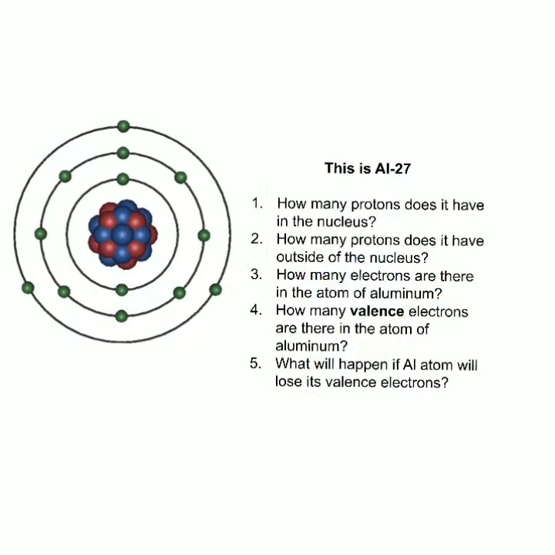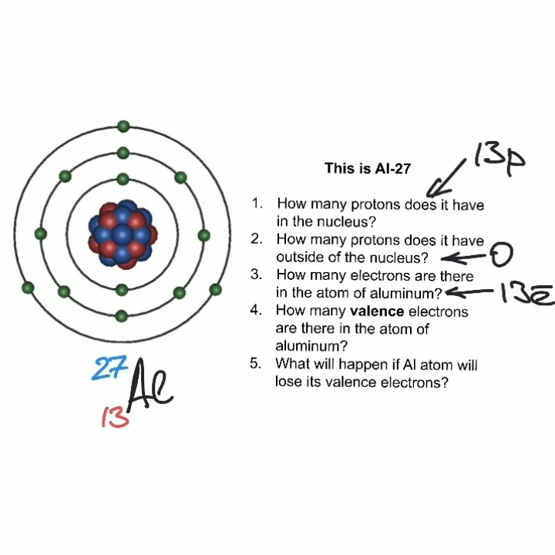Element of aluminum has 13 protons in the nucleus because it is element number 13 on the periodic table. No protons outside of the nucleus. Atoms have an equal number of protons and electrons, so 13 electrons for aluminum. Electrons on the most outer electron shell are called valence electrons. There are 3 of them in the atom of aluminum. If valence electrons are lost, the atom will become an ion with the net charge of positive 3.